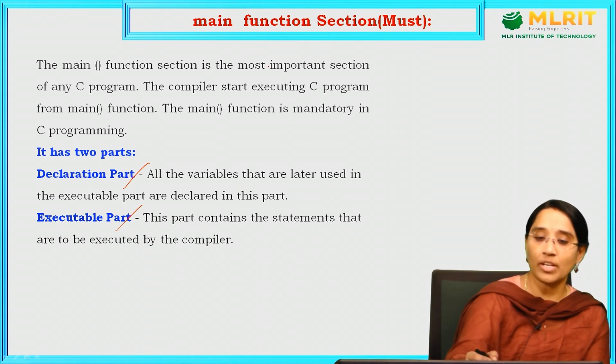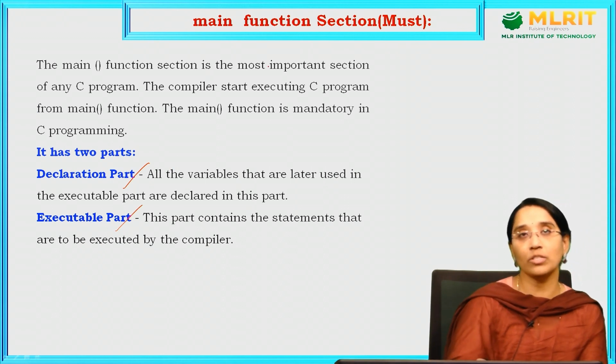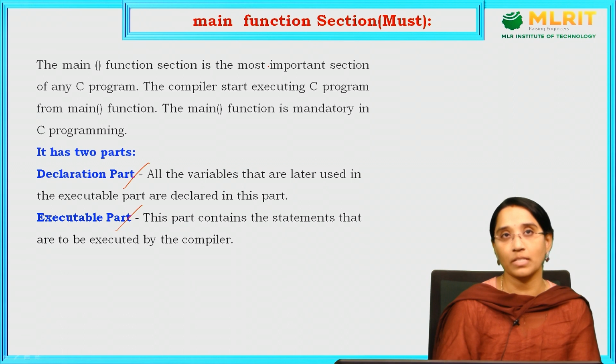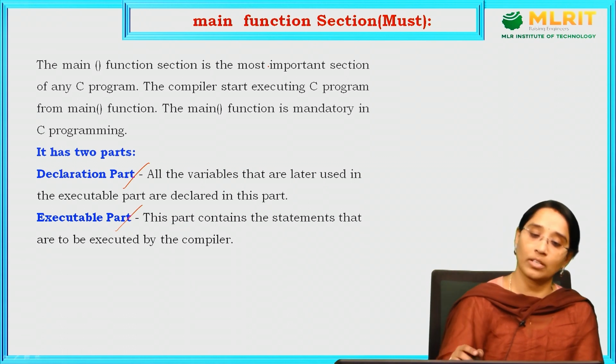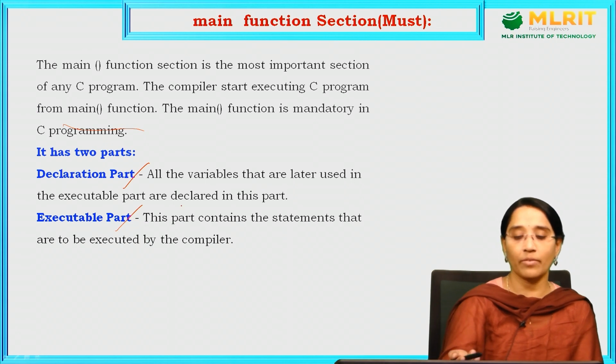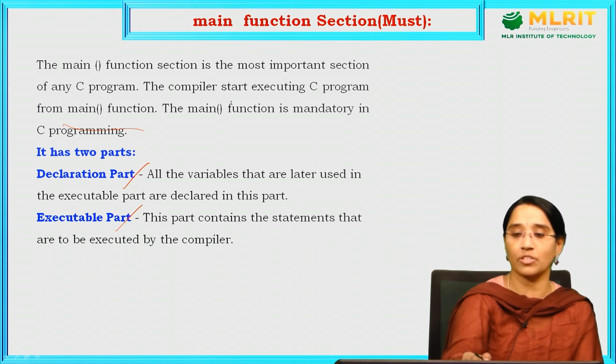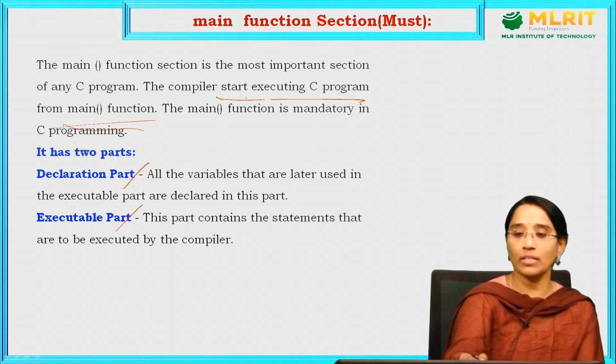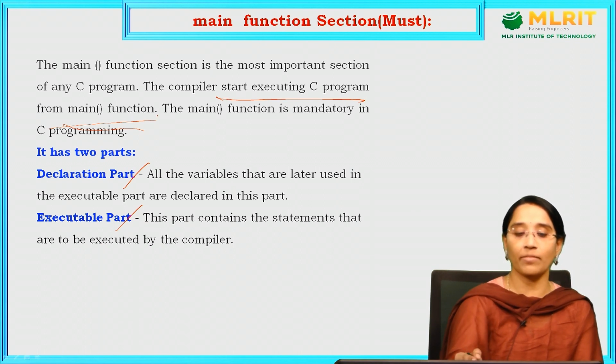And main section is a mandatory section because the execution of your C program starts from the main function. The compiler will start reading your code from the main function section. It will execute your code from the main section. It was written here, start executing the C program from the main function.